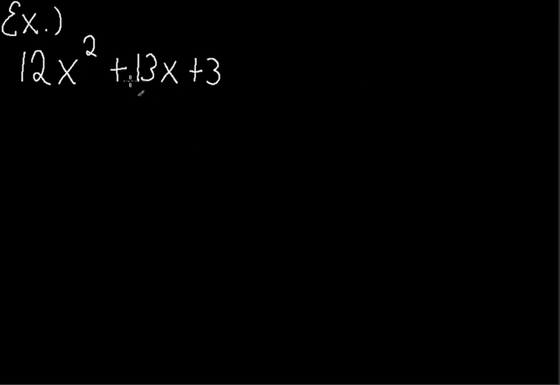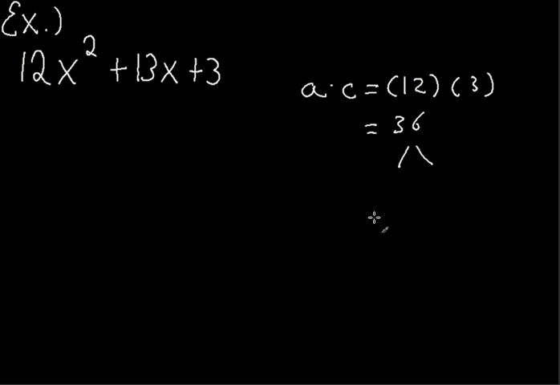All right, I have 12x squared plus 13x plus 3. Is this a leading coefficient of 1 problem? Well, can I factor out a 12, 12, 13, 3? No, I can't factor out that 12, so I'm stuck with it. If I'm stuck with 12, what am I going to do? I'm going to use the AC method. So AC would be 12 times 3, which is 36. What factors of 36 would add to 13? 4 and 9 would work, right?